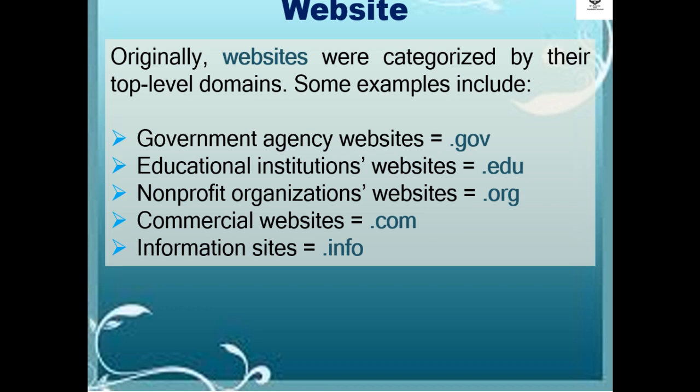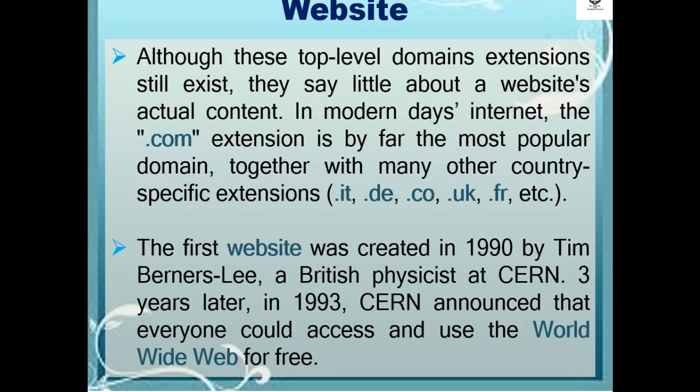Originally, websites were categorized by their top-level domains. Some examples include government agency websites, which is .gov, educational institutions websites, which is .edu, non-profit organizations websites, which is .org, commercial websites, which is .com, and information sites, which is .info. Although these top-level domain extensions still exist, they say little about a website's actual content.